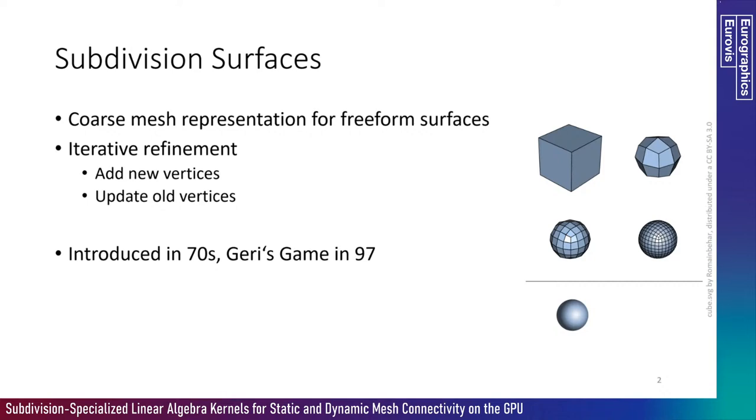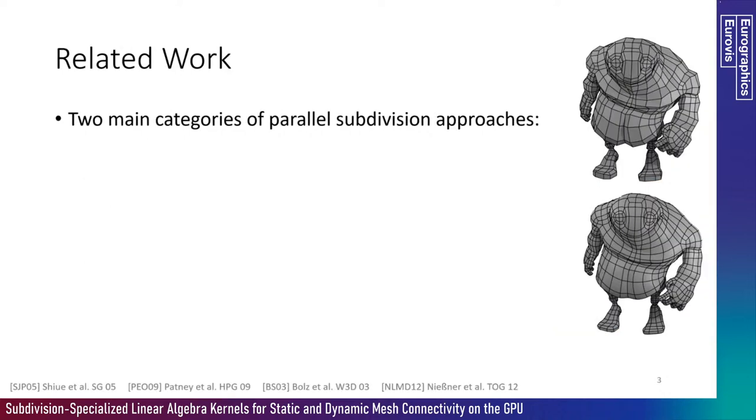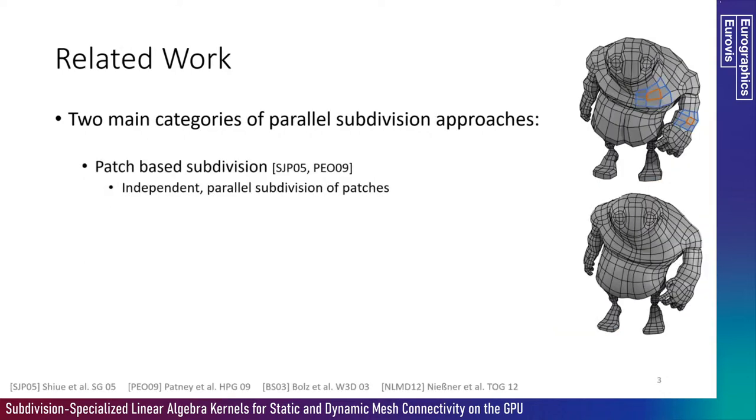Nowadays, they've become a cornerstone in the movie industry and even found their way into video games, which is why many efforts were made to evaluate subdivision surfaces efficiently in parallel. In general, there are two main categories of parallel subdivision approaches. Patch-based approaches split the mesh into patches, which can be subdivided independently. While this can be parallelized efficiently, patches have to overlap, introducing redundant data and redundant computations. Furthermore, cracks between patch boundaries might be introduced due to floating point errors.